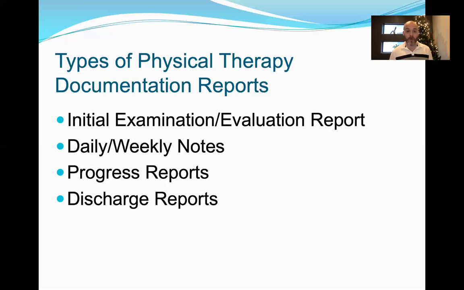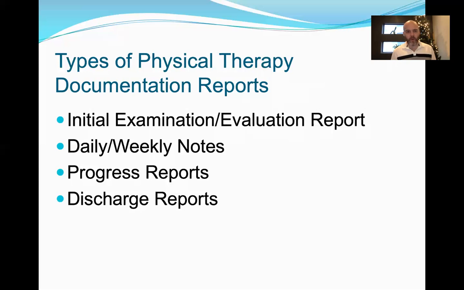A progress report is a note that's written once a month, typically, or every 10 visits by the PT. It's almost like a mini examination or evaluation, but it's basically a progress report that you send to the doctor. This doesn't have to be a whole other examination and evaluation by the PT. You can do all the measurements and give them to the PT as the PTA, and the PT will take your measurements and then compare them to their initial evaluation and write up the progress report.